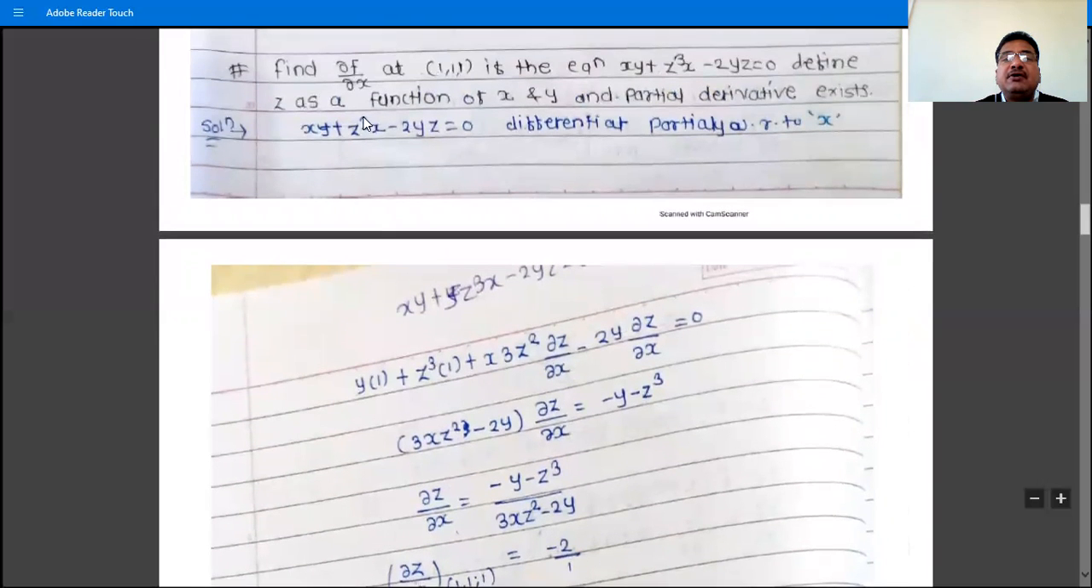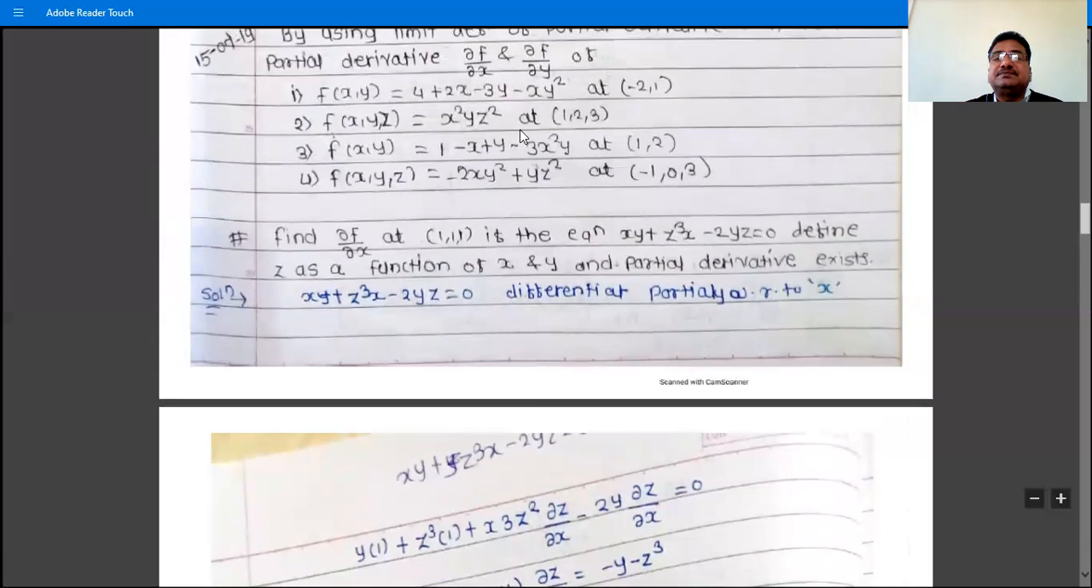So the derivative of z cube x is what? It is the u into v rule, right? Z cube times the derivative of x with respect to x, which is 1. Then x times the derivative of z cube, which is 3z square into ∂z/∂x, because z is a function of x and y. Don't use this concept at this place.